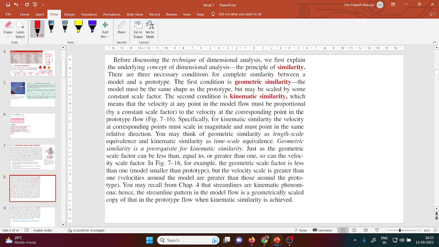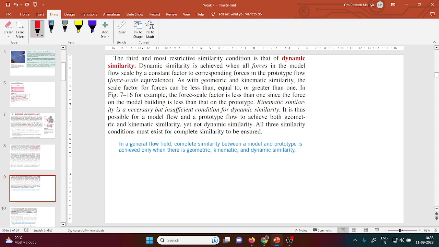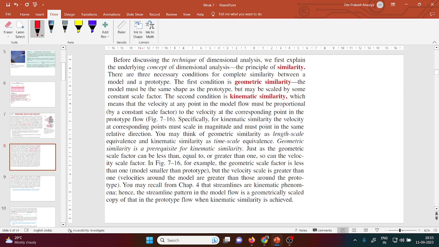Now for similarity, there should be geometric similarity, kinematic similarity, and also dynamic similarity. Now, what are the kinematic, geometric, and dynamic similarity? Let's understand. The second condition, geometric similarity, you know already: the length, width, whatever, is the same.